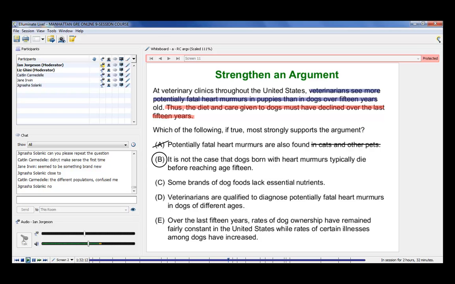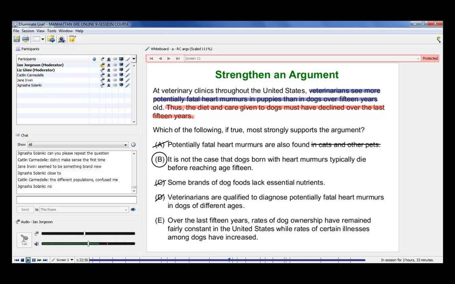C, some brands of dog foods lack essential nutrients. This only strengthens the argument if those brands of dog foods were not around 15 years ago, right? In this case, it doesn't do us any good because we don't know about the change over time. D, veterinarians are qualified to diagnose. Okay, who cares about the veterinarian's ability to diagnose? The only way this would strengthen the argument is if we had some sort of problem with diagnosis and this was correcting the problem. We don't have any change in the last 15 years where veterinarians are now able to diagnose or not able to diagnose when they used to be.